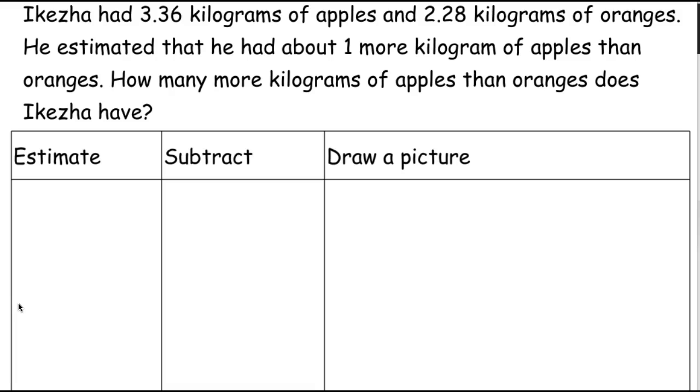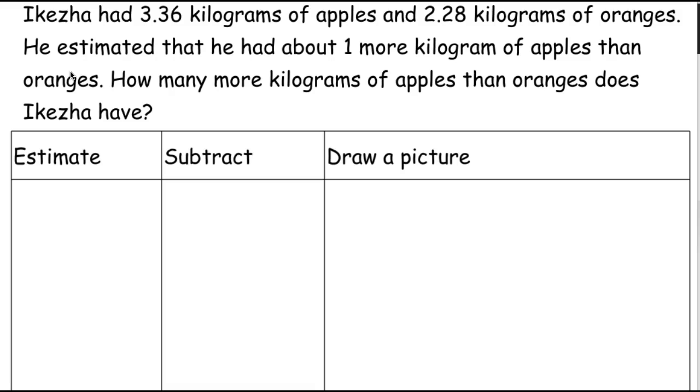The first problem says Aja had 3.36 kilograms of apples and 2.28 kilograms of oranges. He estimated that he had about 1 more kilogram of apples than oranges. How many more kilograms of apples than oranges does Aja have?